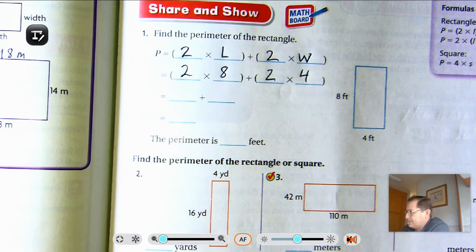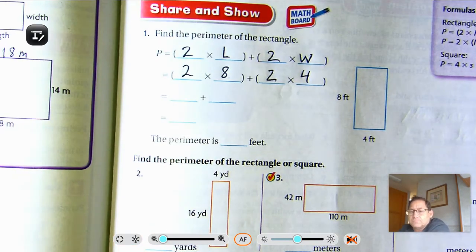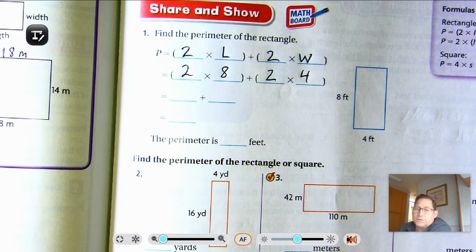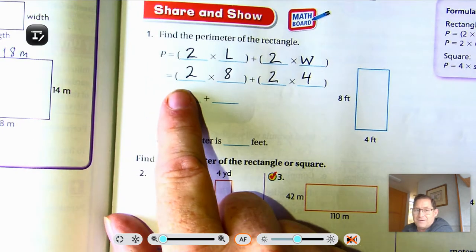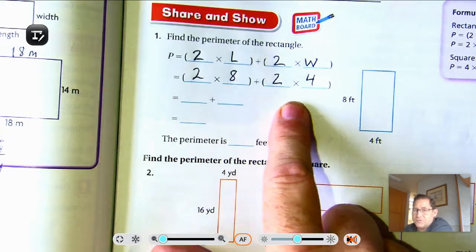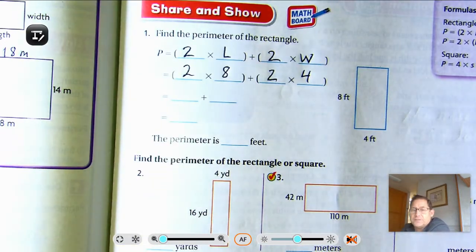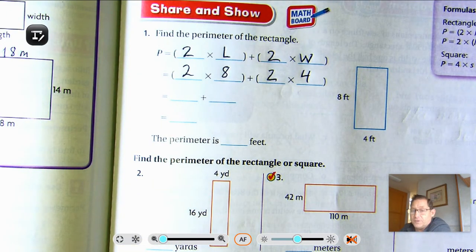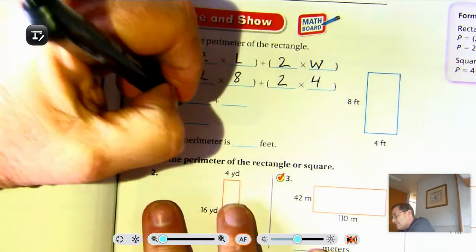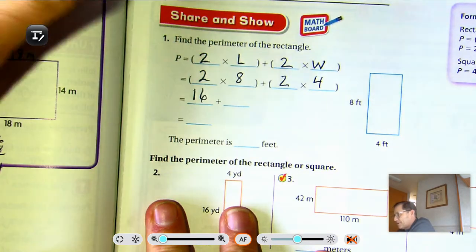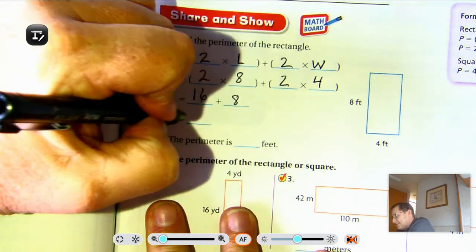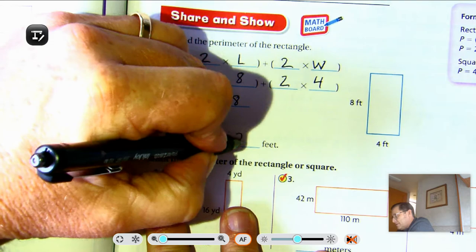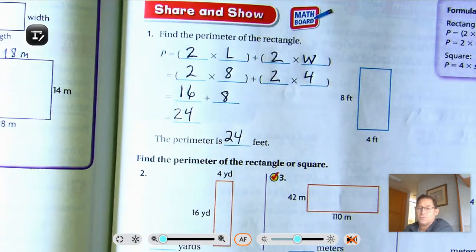What happens if you get these numbers in the wrong order? Will it change your answer? It won't. Okay, because we're multiplying both of them by 2. So does it really matter if I put 2 times 4 first or if I put 2 times 8? Technically, no. You're still going to get the right perimeter. Okay, so 2 times 8, 16. 2 times 4, 8. 16 plus 8 is 24. So the perimeter of this rectangle is 24.